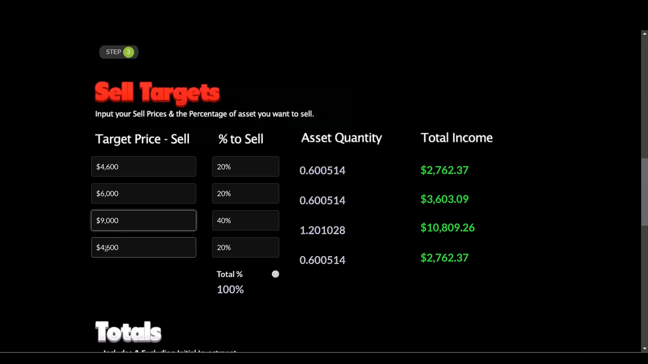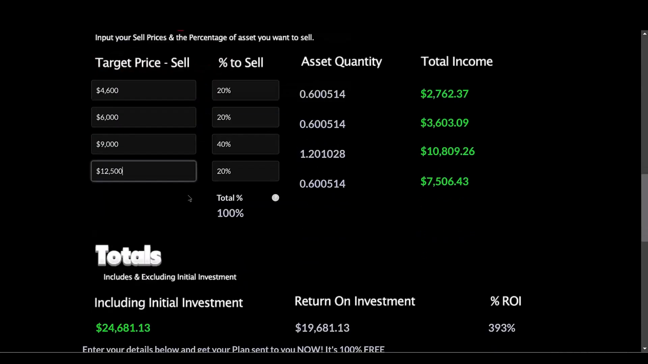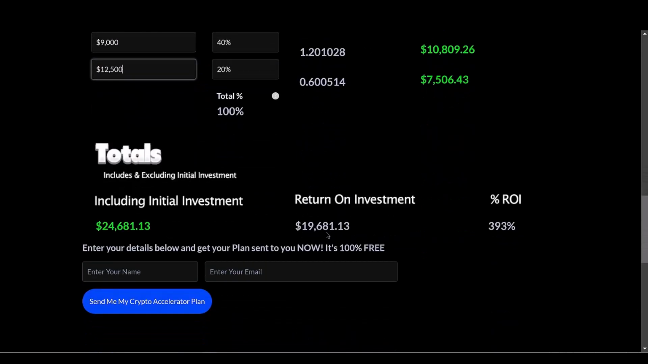And my way out target will be 12,500. I'll keep my percentages the same, and so I'll end up selling 100% of the Ethereum. And let's see what our return on investment is now. So obviously it's much better than before. We're at 19,500 as our return on investment. Not too bad for $5,000. It's almost a 400% return on investment.